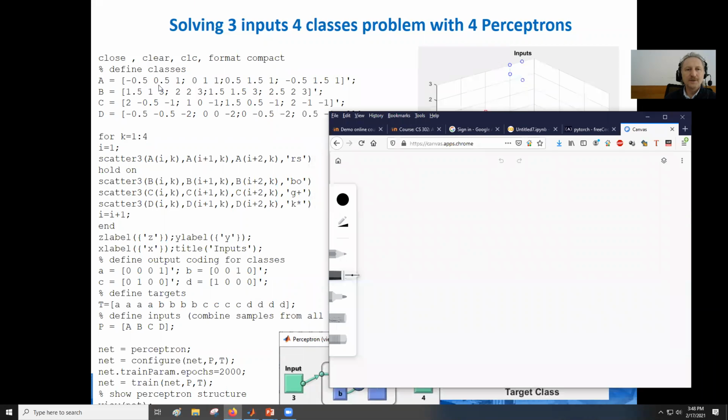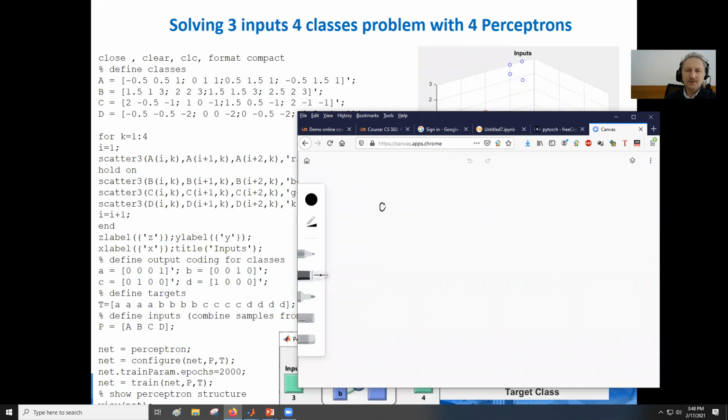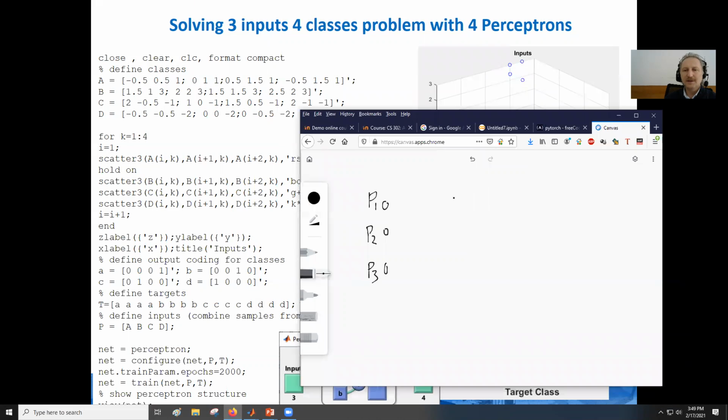How many inputs do we have? 3 inputs. Yes, look, we have 3 inputs, as you can see, X, Y, Z. Let's draw 3 inputs: P1, P2, and P3. And how many perceptrons is it asking us? 4 perceptrons. It is telling us to use 4 perceptrons. 1, 2, 3, and 4.